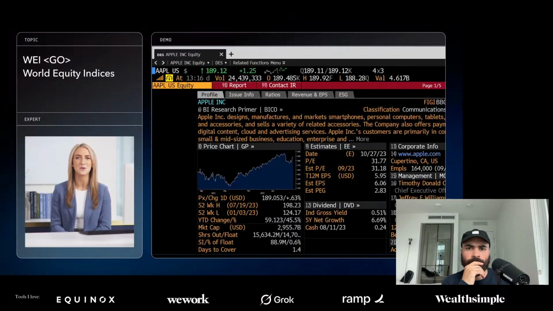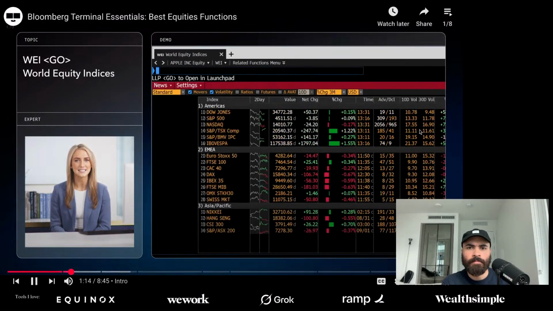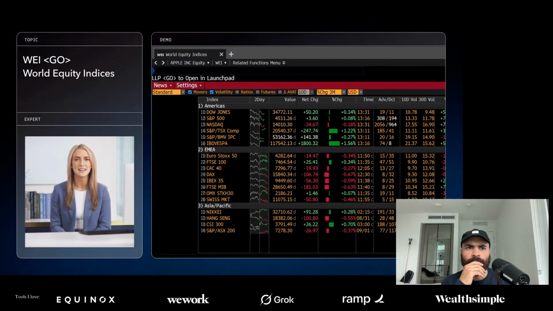Let's start by looking at the market as a whole. WEIGO, or World Equity Indices, helps you know at a glance how equity indices are performing. At the main screen, we can see a summary of key data across major indices, like the S&P 500 in the Americas or the DAX in Germany.